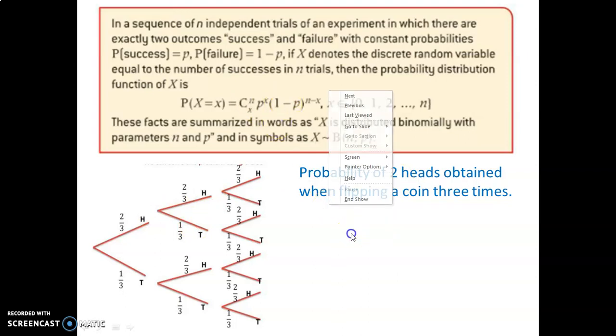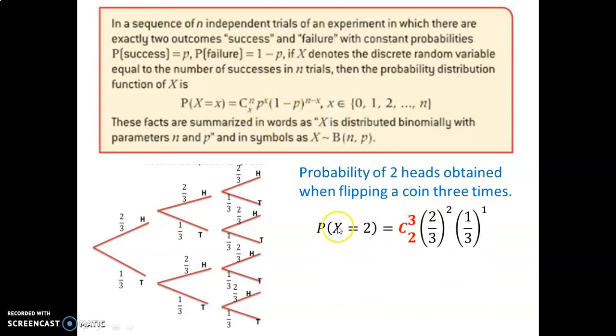The first part is the combination. So again, we're looking for the probability of getting 2 heads, x equals 2. Here's the first part, the combination. The combination will always tell us how many paths here lead to what we're talking about, right? In this case, 2 heads. So we have 3 as our number of trials, or 3 coin tosses, and we're looking for 2 heads. So 3 choose 2.